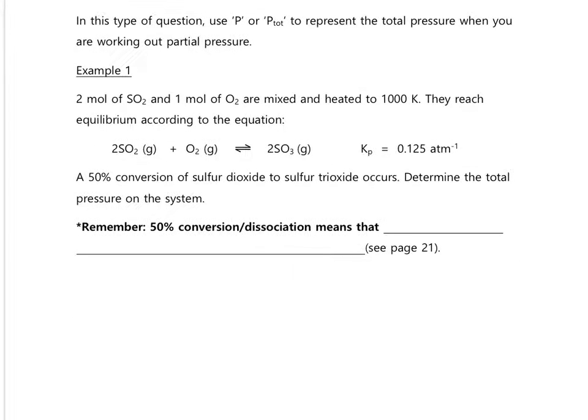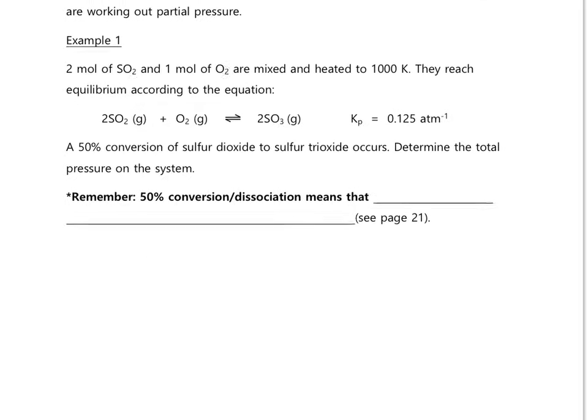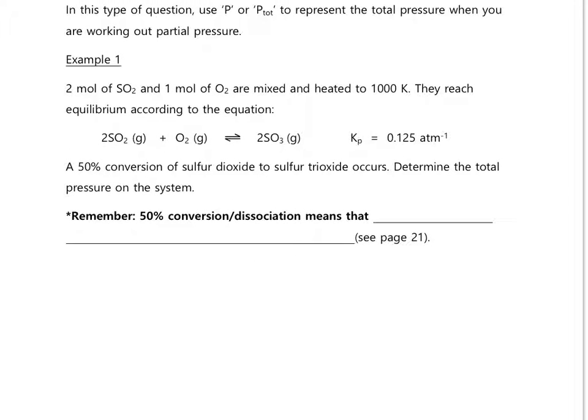Okay, so let's have a look at this example, and hopefully that will help us. Look at what it says: a 50% conversion of sulfur dioxide to sulfur trioxide occurs. What does a 50% conversion mean? We saw this. Half the moles react. So I want you to write that in.